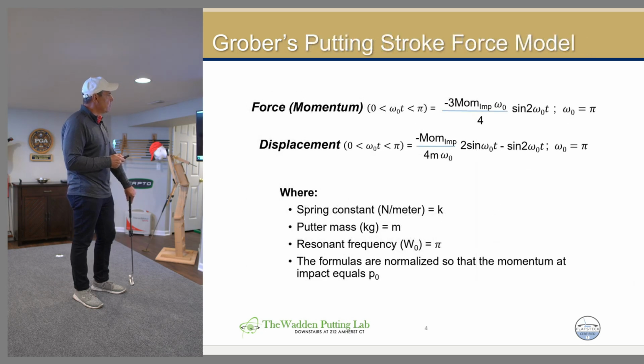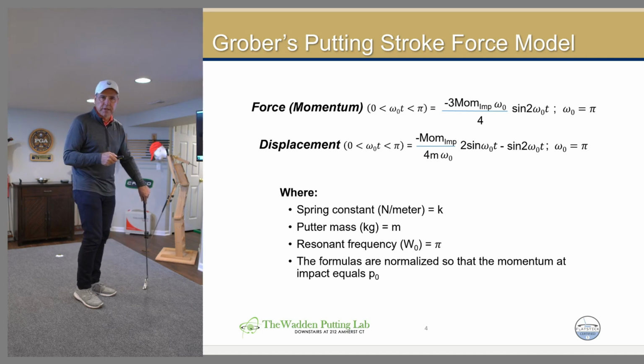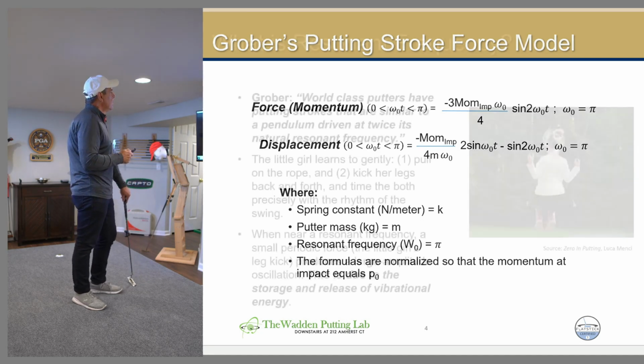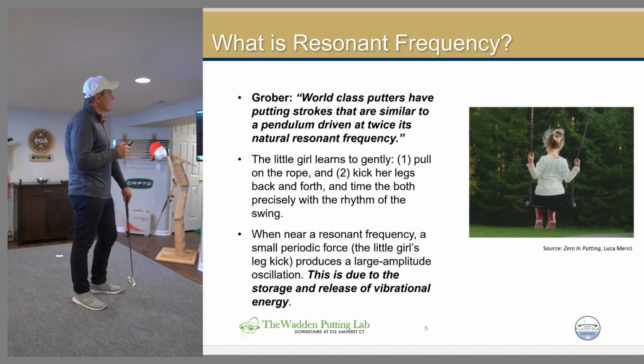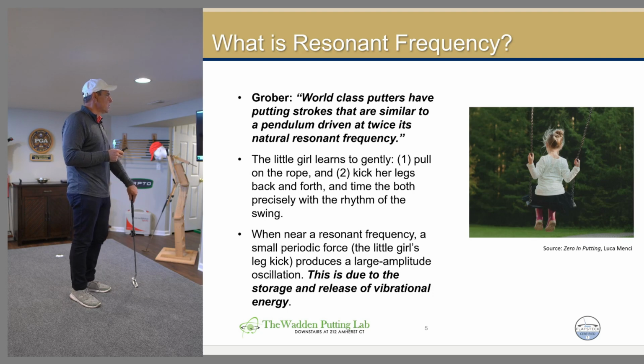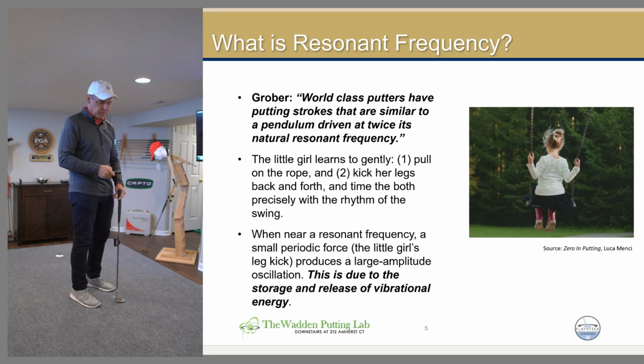Okay. Now, the paper is complicated, and you can see some complicated formulas up there. I'm saving everyone from having to wade through the paper. I've done it, I've modeled all this, but it's intense. And what I want to do is give you the plain English version of this today. Grober starts out by saying that world-class putters have putting strokes that are similar to a pendulum driven at twice its natural resonant frequency. So what does that mean?